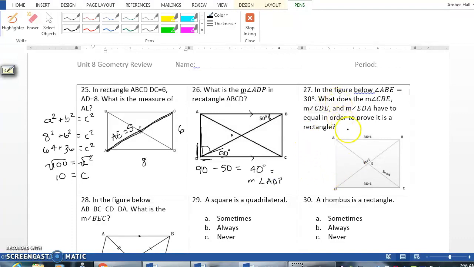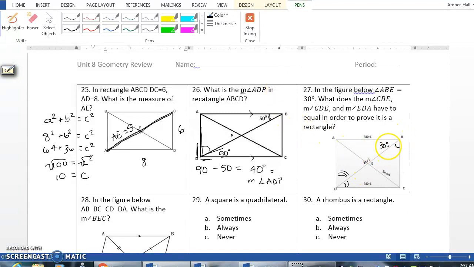27. In the figure below, angle ABE is 30 degrees. What does the measure of angle CBE, right here, the measure of angle CDE, and the measure of angle EDA, what do they have to equal to prove it is a rectangle?